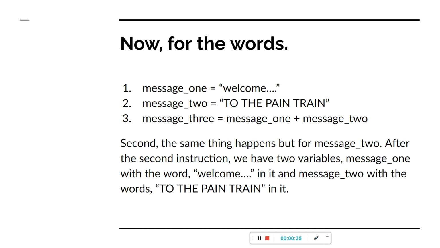Second, the same thing happens but for message2. After the second instruction, we have two variables, message1 with the word welcome in it, and message2 with the words to the pain train in it.